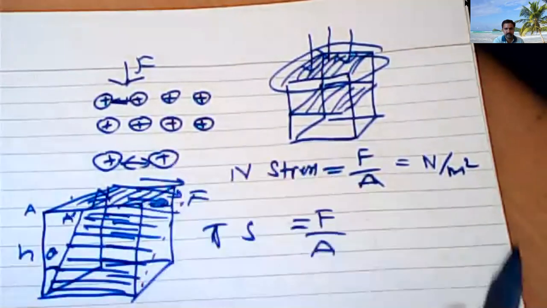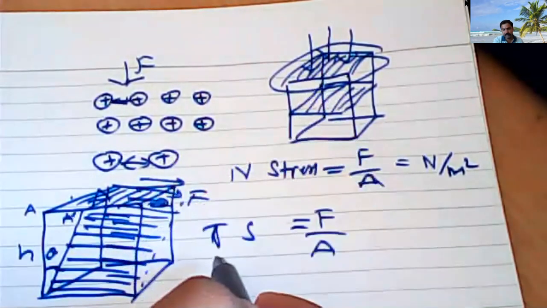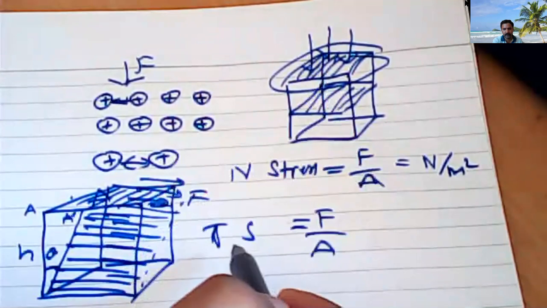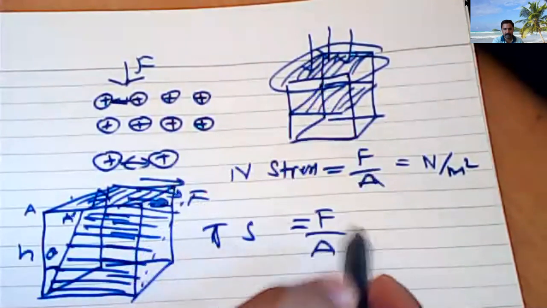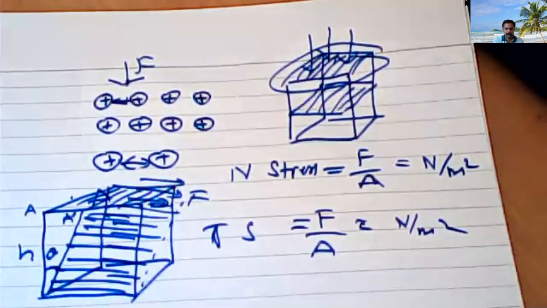So this is the normal stress. Normal stress means force perpendicular to the area of cross section. Tangential stress means force parallel to the area of cross section. For both, the unit is Newton per meter square.